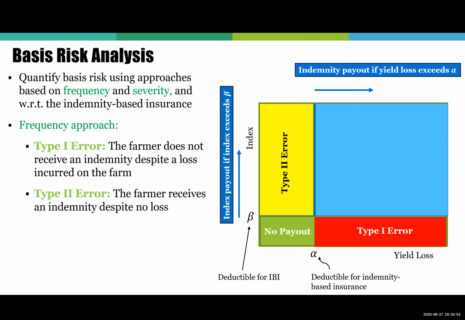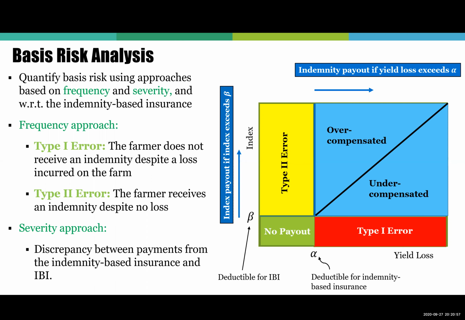Relative to the indemnity-based insurance, IBI can actually overcompensate or undercompensate the farmer for the incurred excess loss. This insight suggests that in addition to comparing the proportion as in type 1 and type 2 errors, comparing the discrepancy between the actual payment from both the indemnity-based and index-based insurance is important as well. Hence, this leads to another measure of basis risk based on the severity approach.